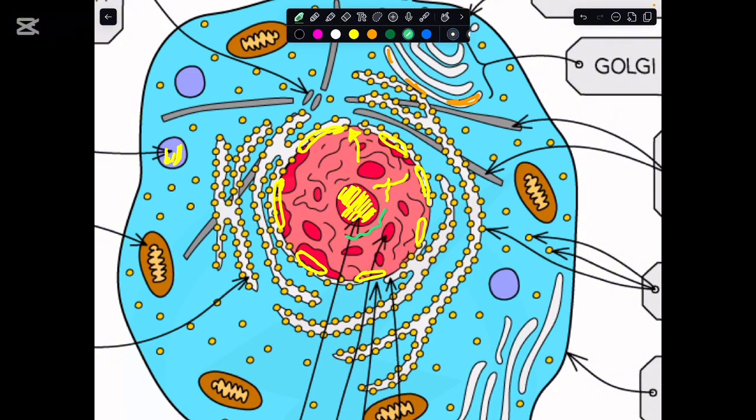When I go to the outside, in close association with the outer envelope of the nucleus, you see that here we have an extended network of membrane.